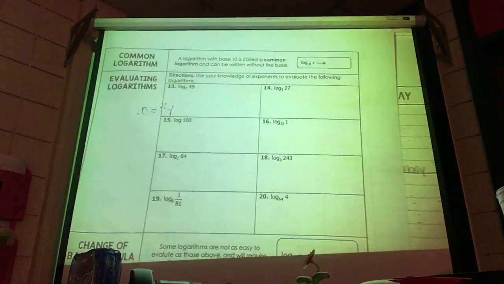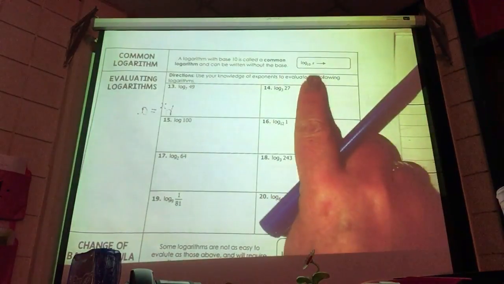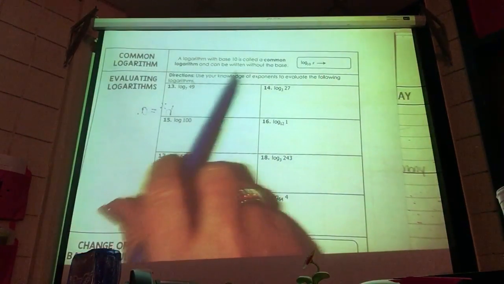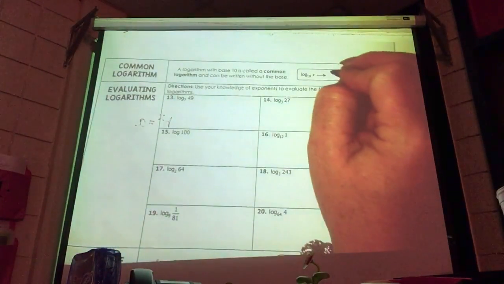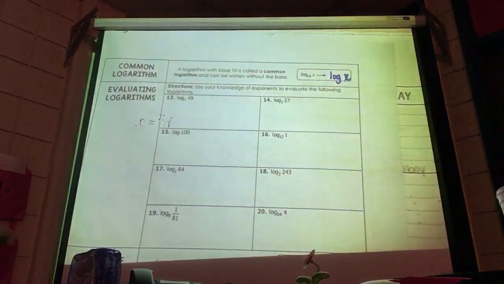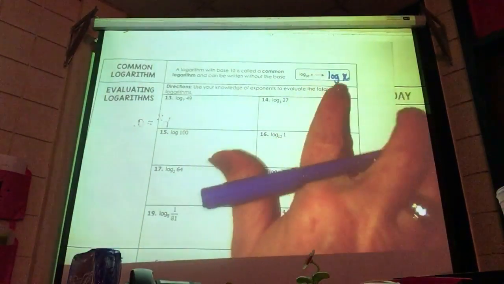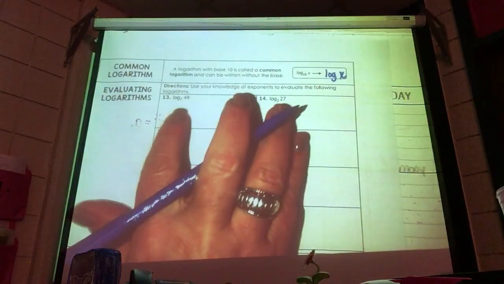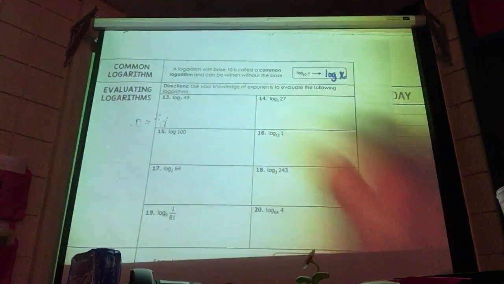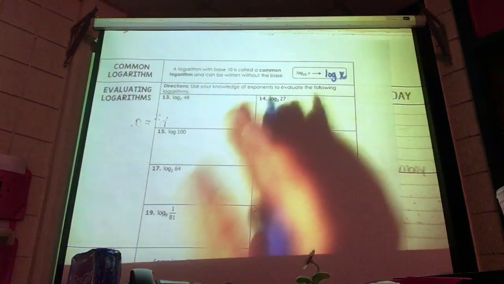All right, a common log is when we have base 10. So it says a logarithm with base 10 is called a common log and can be written without the base. So if you ever see something as just log of x or log of whatever, that means it is base 10. That's what your calculator does, is log base 10. So if you don't write the subscript or what the base is right here, you have written a completely different number because it would be 10 to whatever power.